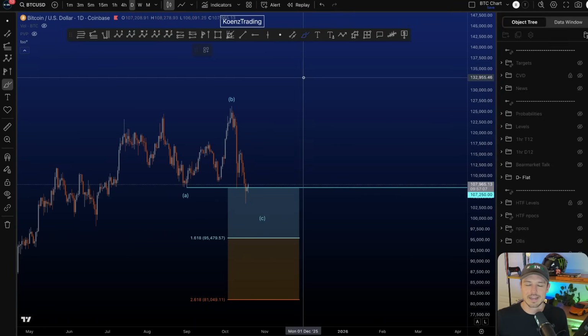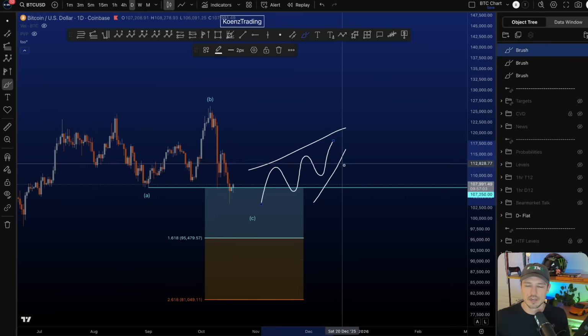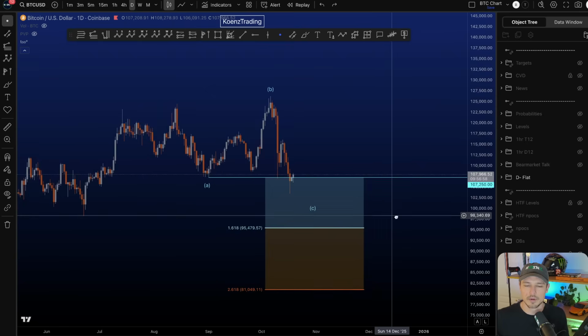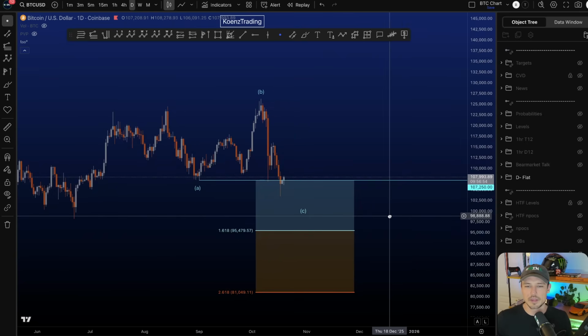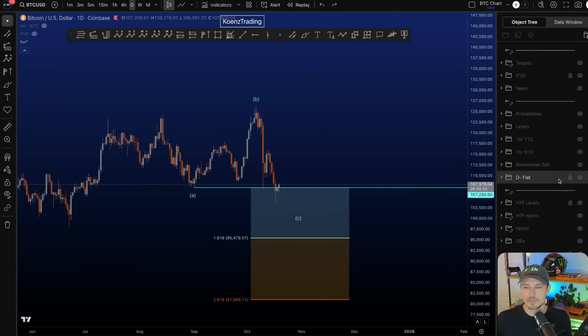Or you want to see a leading diagonal. That would be the lowest probability structure, 5-wave diagonal to the upside, 3-wave correction, and then price moves up. You got to give price a little bit of time, but those are the structures to at least keep in mind, as then you're going to be looking for price to take out the all-time high.